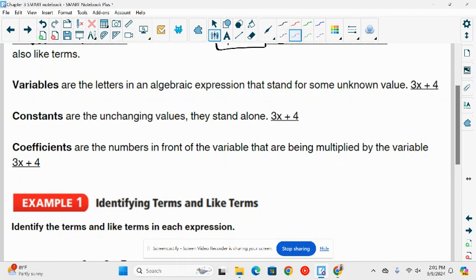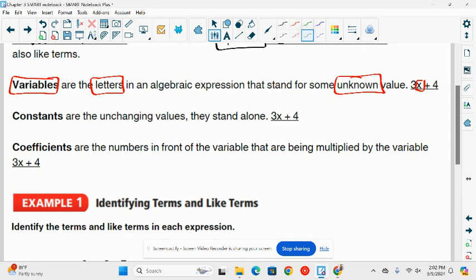If I take my red colored pencil and either shade over or box in the word variables, your variables are your letters. Do we know what our letters are worth? No, that's why they're unknown. So if we look in the expression 3x plus 4, which one of that is the variable? The letters, so your x is the variable.